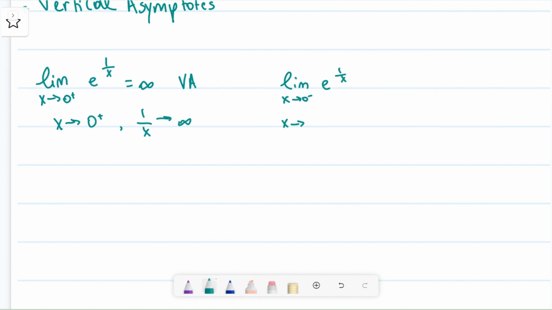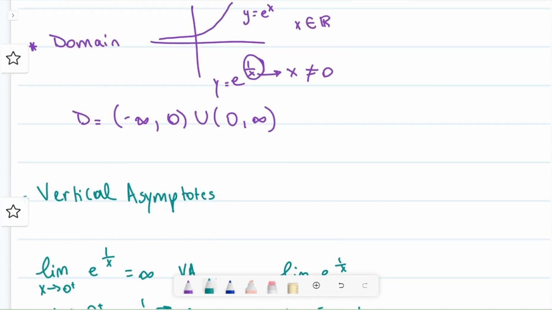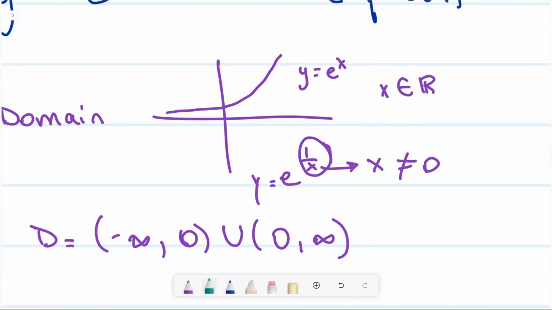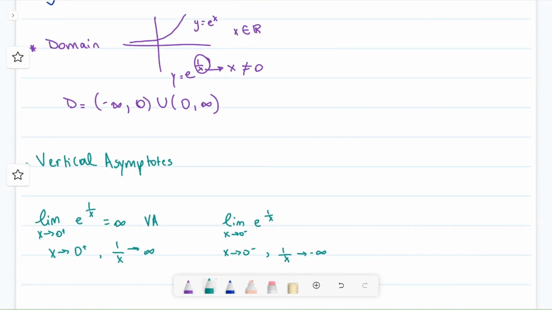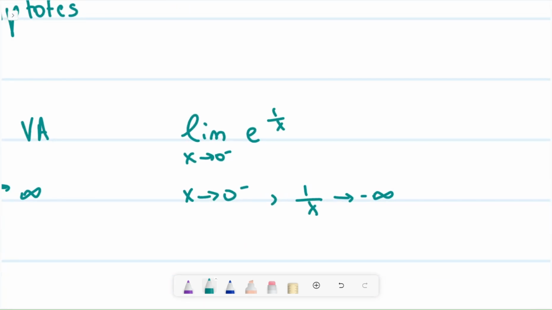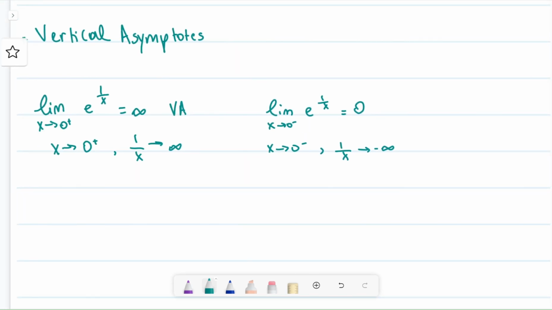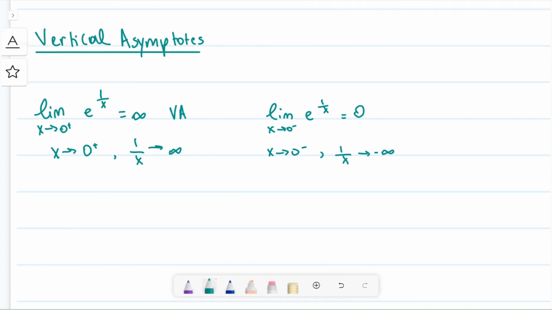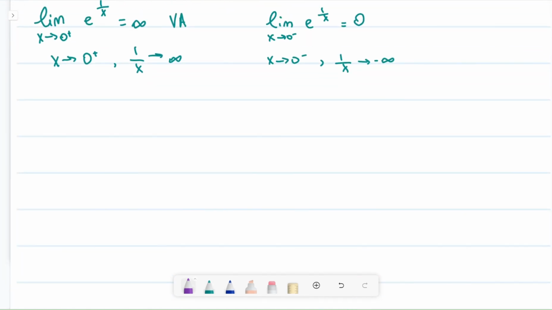So when we approach 0 from the left, 1 over x approaches negative infinity. So for e to the power of 1 over x, we want to look at e to the power of negative infinity. We can see here that the graph will keep on decreasing and it approaches 0. So from the left, the graph approaches 0. So this is what we're going to do regarding vertical asymptotes. And now let's move on to horizontal asymptotes.